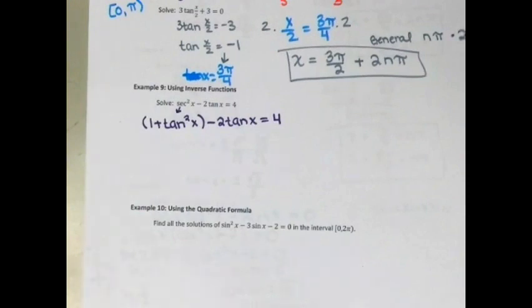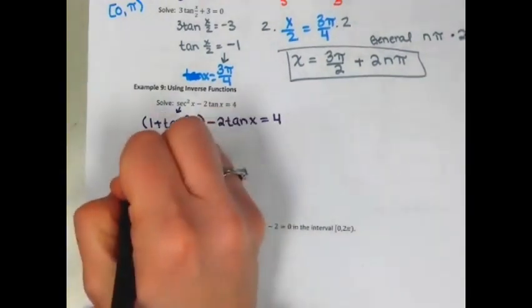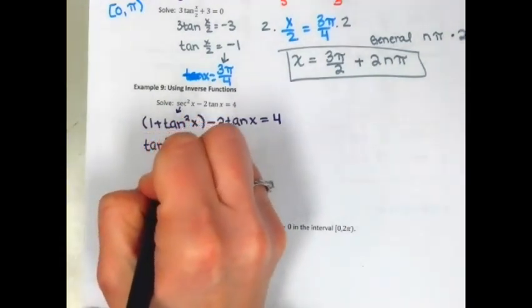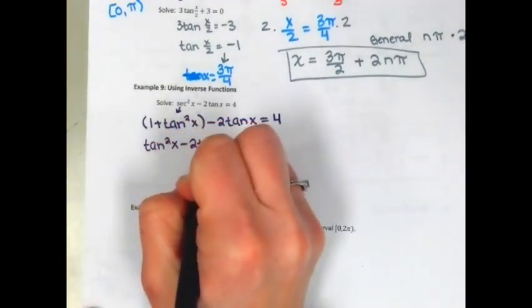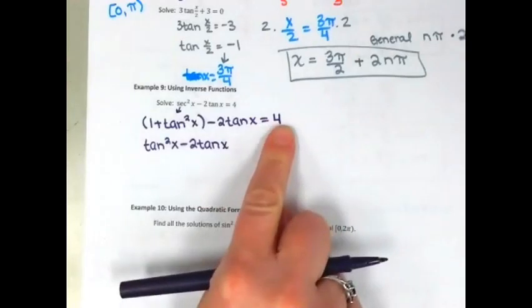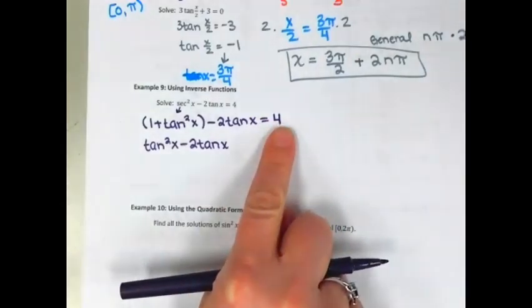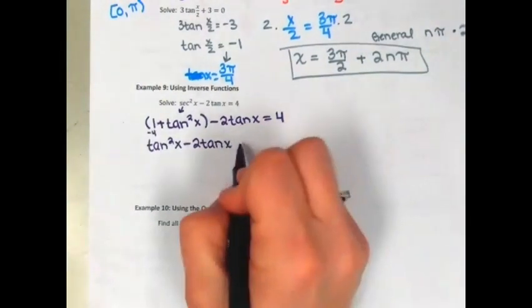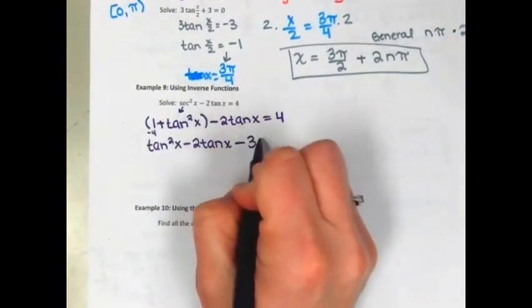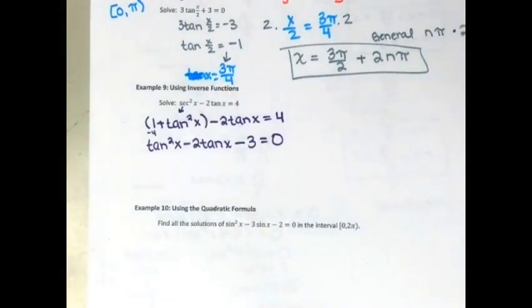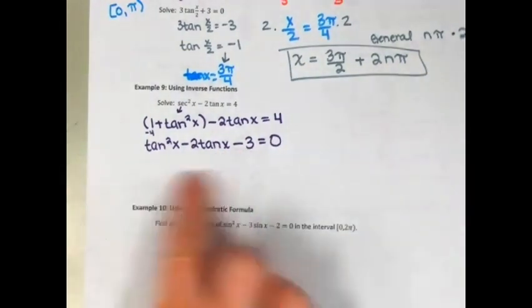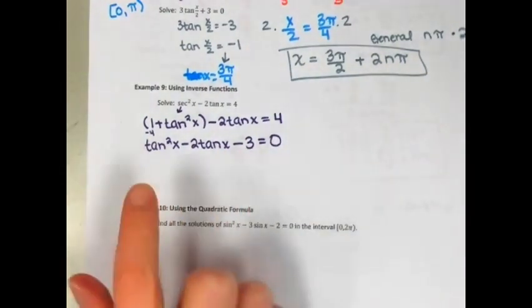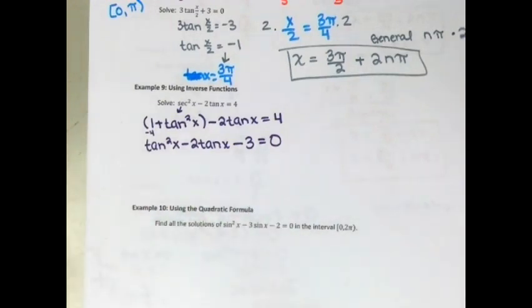Obviously, tangent squared can't be combined with anything. Same thing with tangent, but I can bring this 4 over, right? And how would I bring this 4 over? Subtract it. And what's 1 minus 4? -3 equals 0 now. And why did I put the 3 at the end? So that I'm in standard form, right? And if I'm in standard form, what can I do from that?